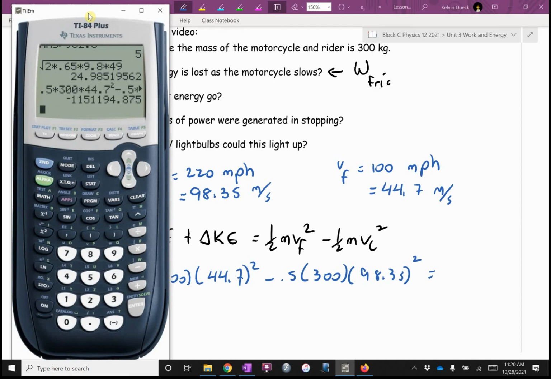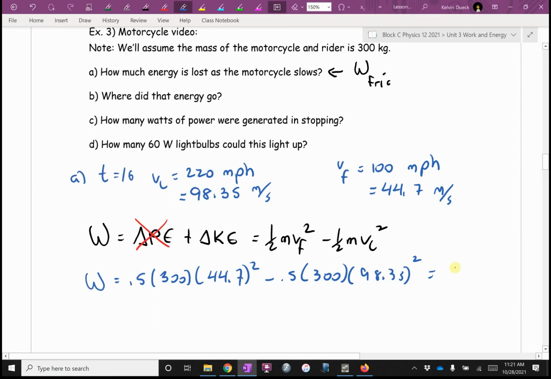And I get a negative big number. I get negative 1,151,194.875. Is that anybody else? Okay. I'm going to write negative 1.15 times 10 to the 6th, but I'm going to keep this on my calculator because I think we're going to use it some more. Negative 1.15 times 10 to the 6th joules.